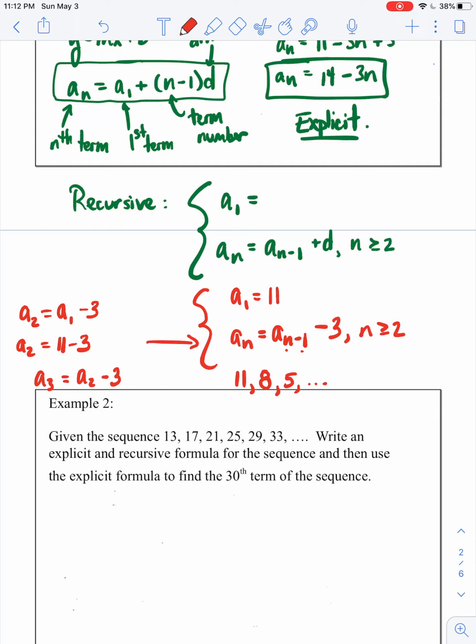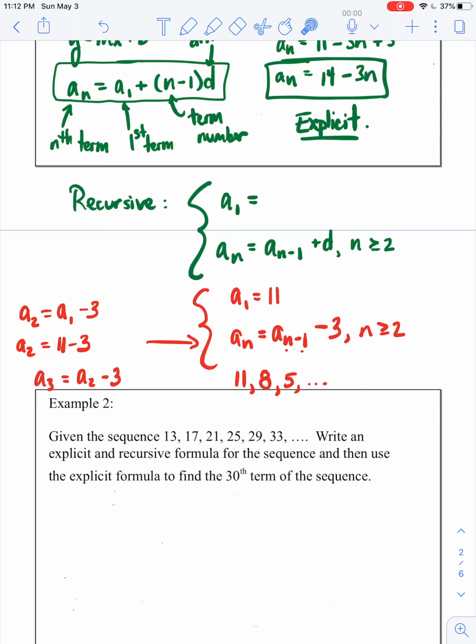So the thing about a recursive formula is that it's not very useful other than the fact that it shows you exactly what the pattern is, right? So it's saying you would take the previous term and you would subtract 3. To get the nth term, you would take the term before it and subtract 3. And the reason we write n is greater than or equal to 2 is just to tell the reader that you only start doing this starting at term 2, right? This up here is term 1.